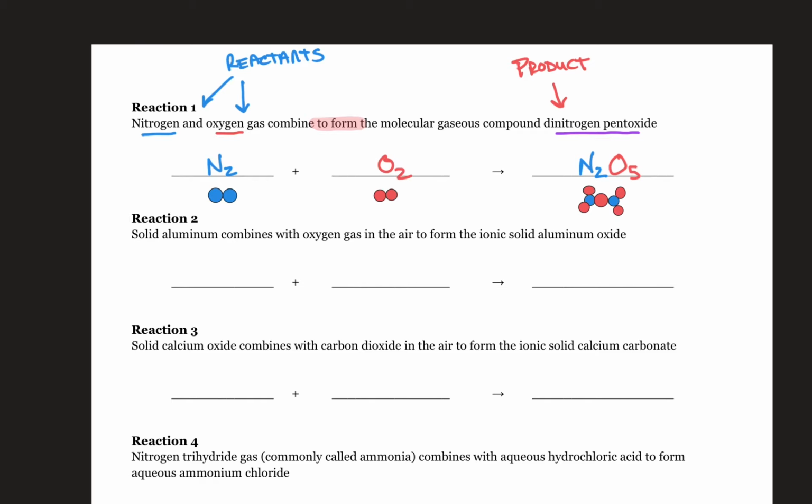Instead, we add coefficients in front of the chemical formulas to balance the matter. By adding a 5 in front of the oxygen gas, I now have 10 oxygen atoms on the reactant side. And by adding a 2 in front of the dinitrogen pentoxide, I now also have 10 oxygens on the product side. Therefore, my oxygens are balanced.